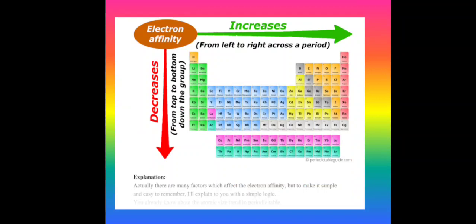We have already known that along a period, the attraction of the nucleus increases. So when an electron is added in the outermost shell, more energy will be released. So along a period, the electron affinity will go up, and along a group we have seen that the attraction of the nucleus decreases. So when an electron is added in the outermost shell, less energy will be released. So along a group, electron affinity will decrease.